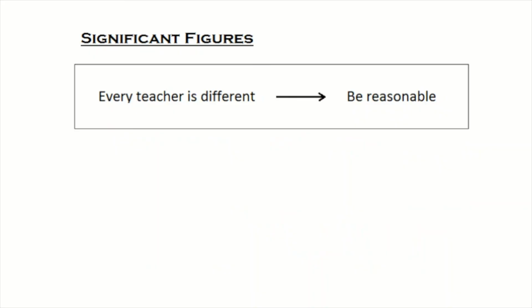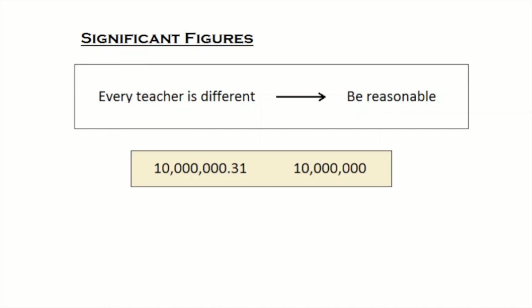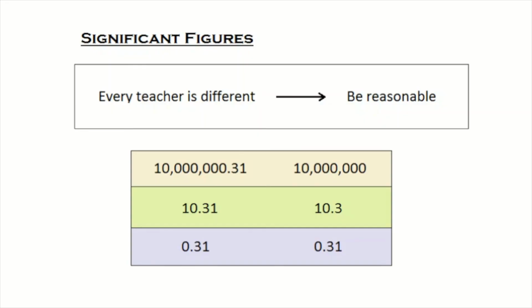Significant figures, just know every teacher is different. I'd recommend you be reasonable. If you're dealing with a very large number, you can get rid of the decimal because it doesn't change the number that much. If it's like 10.31, you can drop the 1. It doesn't change the overall number very much. Whereas if your number is 0.31, I would just keep it as is because the number is so small. Any change you make to it would change the number a lot.